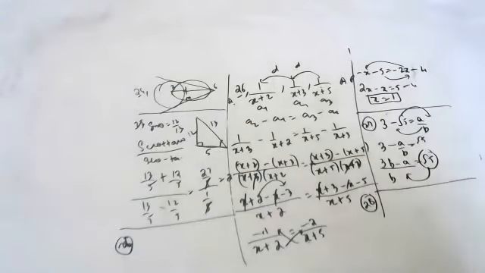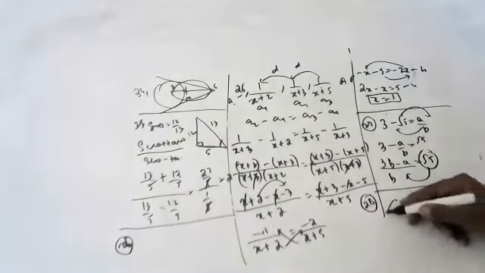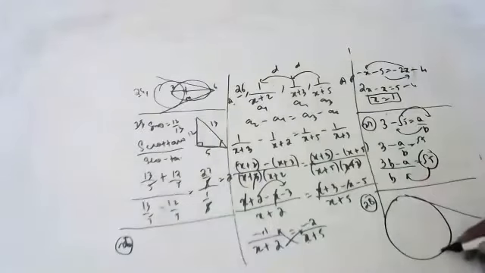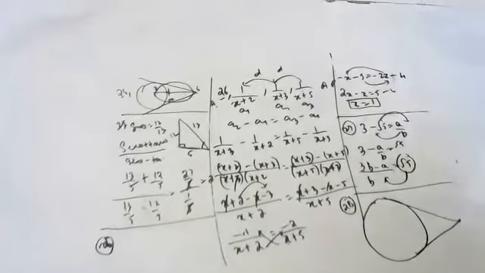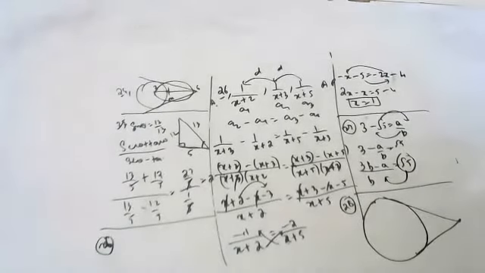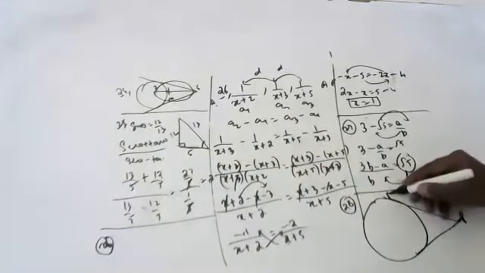Next, the 28th question. Two tangents are drawn to a circle. See here, all of you. Two tangents are drawn like this, children. Please copy, children. So PA and PB.